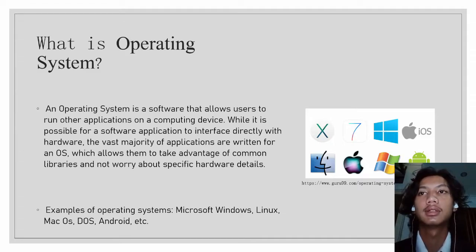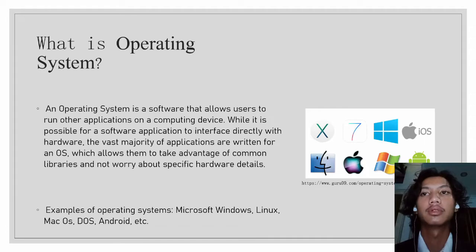For the first page, we explain the meaning of an operating system. An operating system is software that allows users to run other applications on a computing device. Why is it possible for a software application to interface directly with hardware? The vast majority of applications are written for an operating system, which allows them to take advantage of common libraries and not worry about specific hardware details.